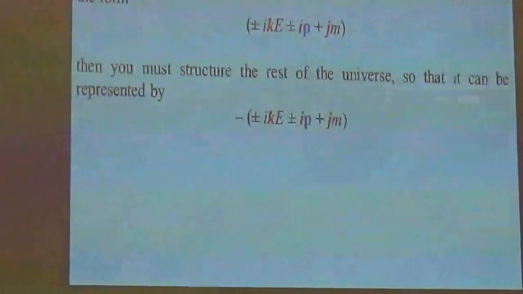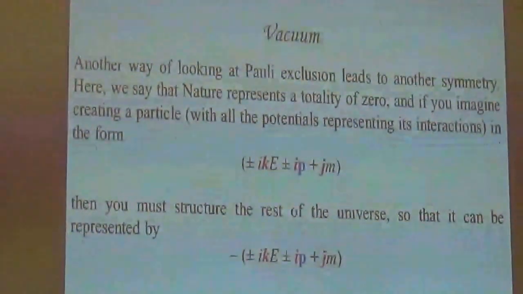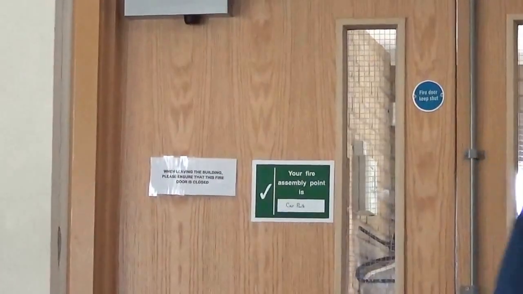So another way of looking at Pauli exclusion, at least another symmetry, we can say you've got totality of zero, so you plot the particle out of absolute nothingness, in all its special state, and you're left with a hole in that nothingness, which you call vacuum. And that hole in that nothingness happens to be the rest of the universe that is needed for the particle to be in the state it's in. And so, if we do that, then the rest of the universe will look like that.